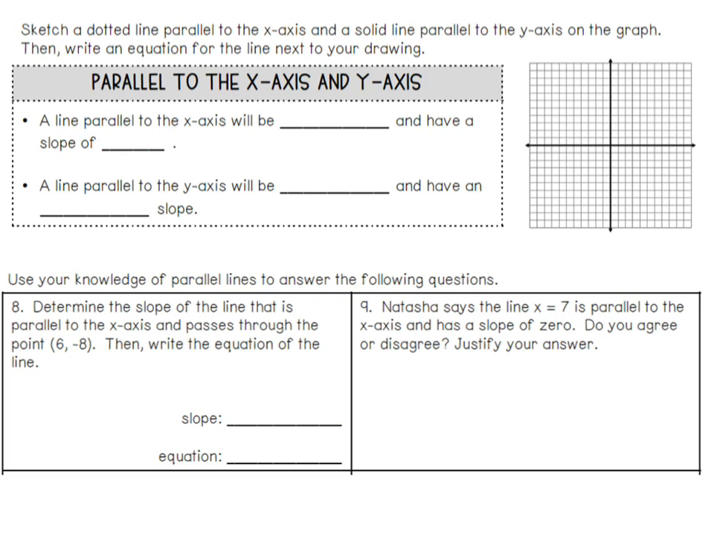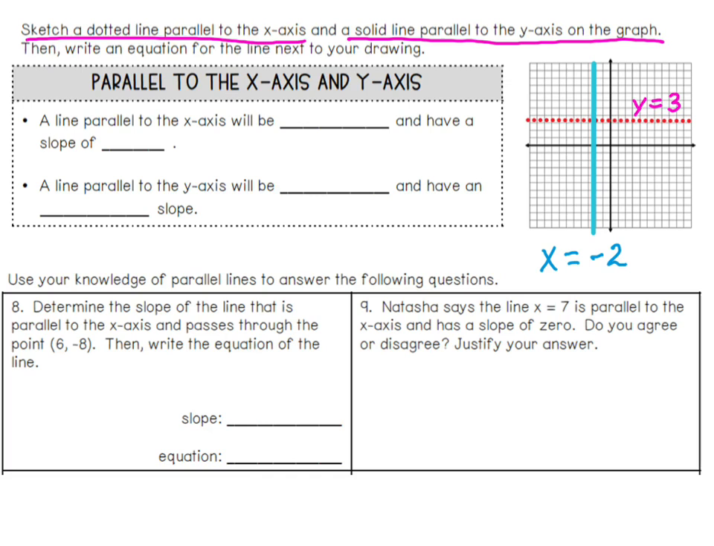Now let's talk about horizontal and vertical lines. Okay, I filled these in as well. We're going to sketch. Now, I sketched this. You're welcome to sketch this as well, but it doesn't say where to put it. I just put it at y equals 3. And they said to sketch a dotted line that's parallel to the x-axis. Okay? And to use a solid line, and again, I just arbitrarily chose -2.